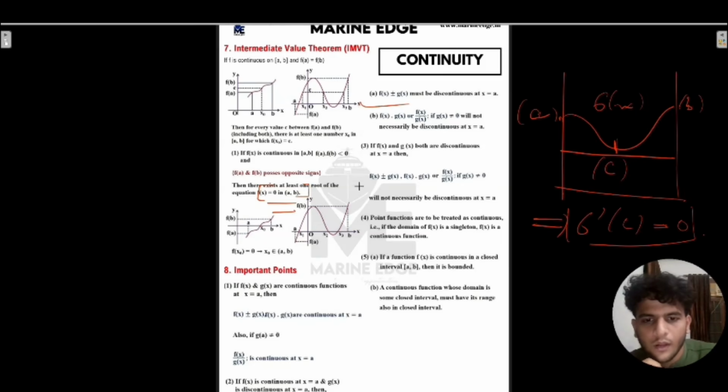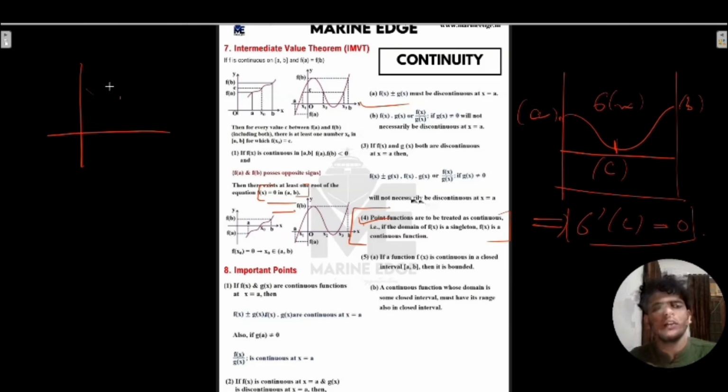Yes, the point functions are treated to be continuous if the domain of x is a singleton and f(x) is a continuous function. Obviously, if we are talking about a point function, a function looking something like this, then this function will be continuous because it is defined only for a single point. So there is actually no case for the left hand limit and RHL. They will all be equal to f(a) only. So point functions are treated as continuous.